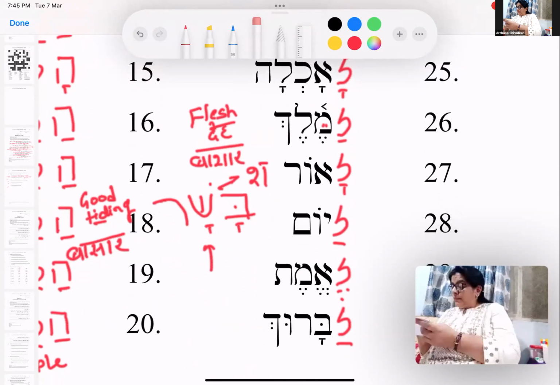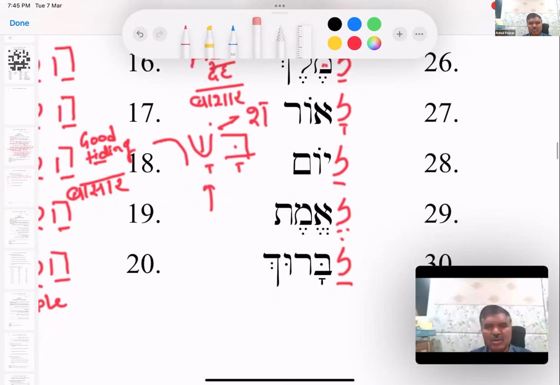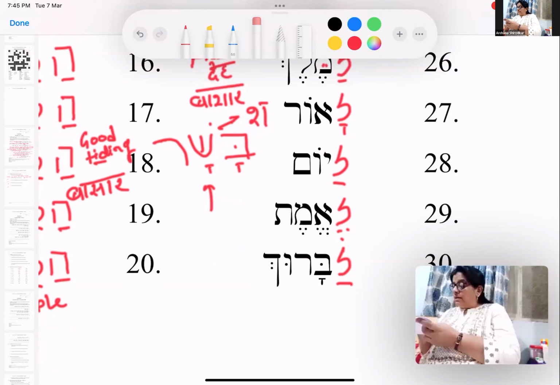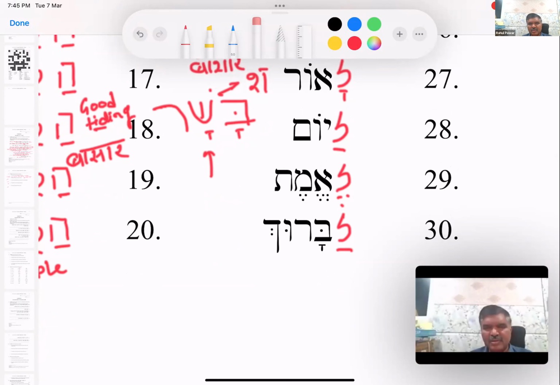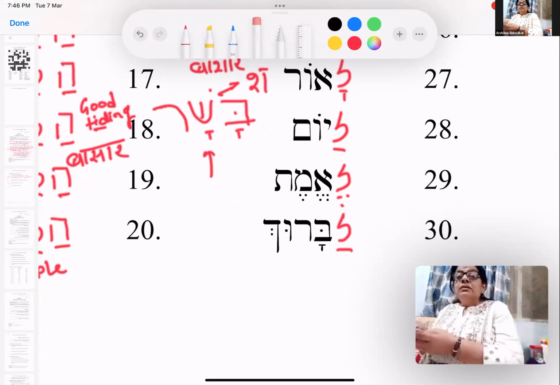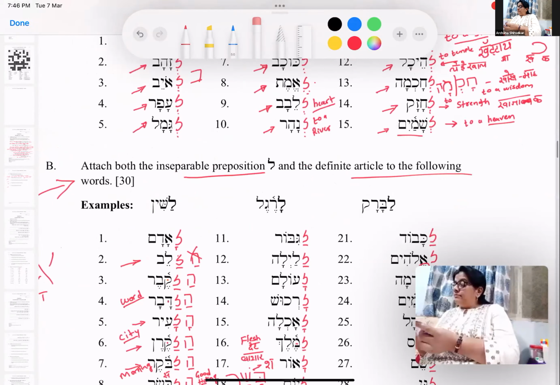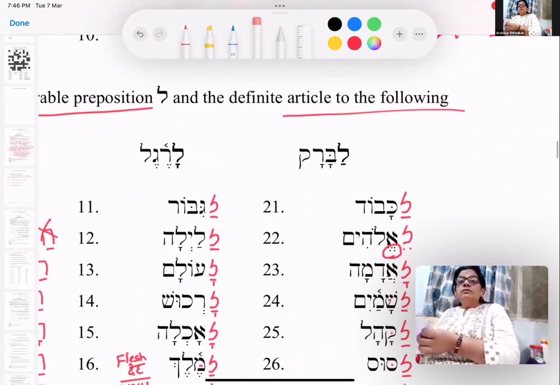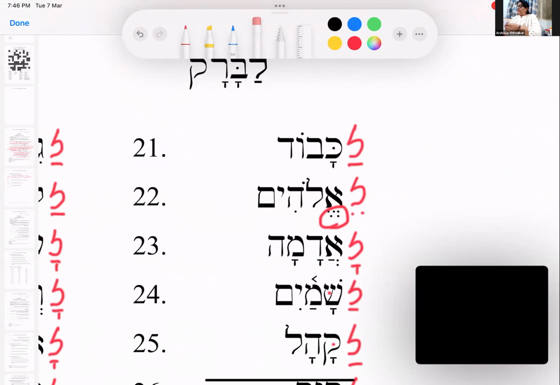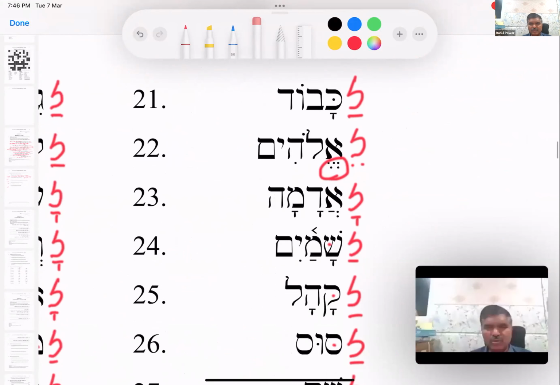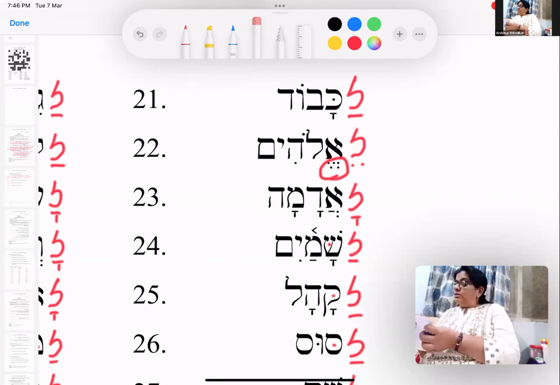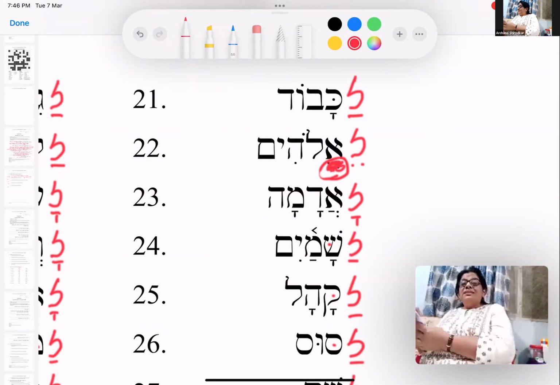Or. La-or. Yom. La-yom. Emet. Le-emet. Baruk. Le-baruk. Taot. Elohim. Le-Elohim. Here this Tsere will be there, no sir, under. Yeah, and this will be removed. That will be omitted. Yes. I wrote it with pencil that it should be omitted. Le-Elohim.